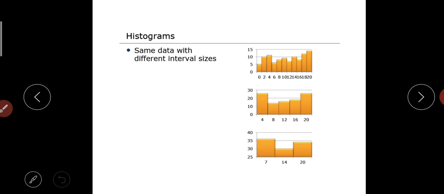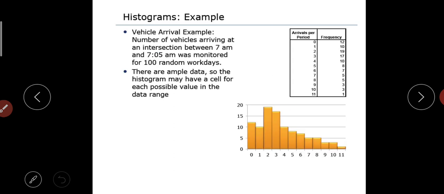Let us consider an example. Here the x axis contains the number of occurrences, that is, the frequency of occurrences, and the y axis is represented as the intervals. In the first diagram the interval is 5, in the second diagram the interval is 10, and in the third graph the interval is 5, which starts from 25 and ends at 40.